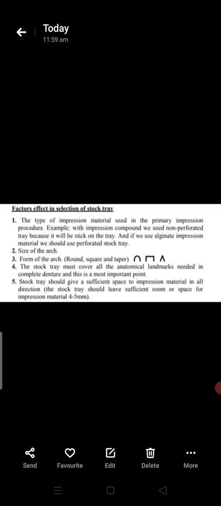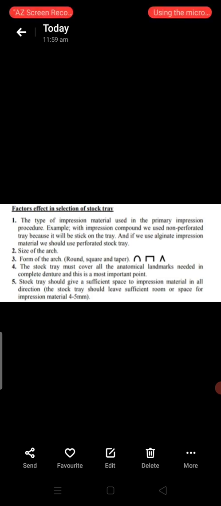According to the size of the arch, there are 3 sizes of impression tray: small, medium, and large. At the handle region, there is a letter written: S means small, M means medium, L means large, according to the size of the arch. For a small arch size we use small, for medium we use medium, and for large we use large.